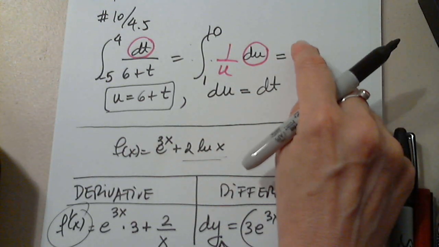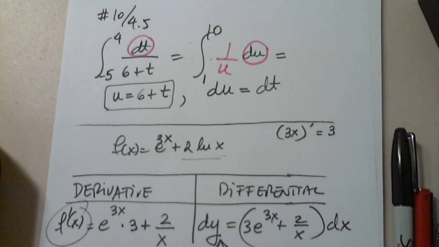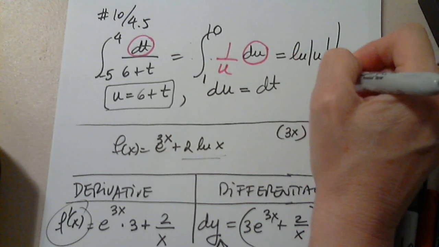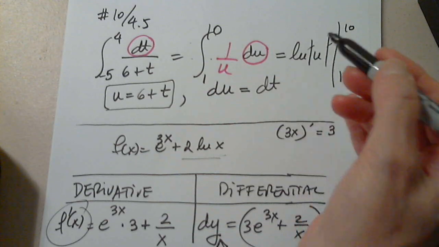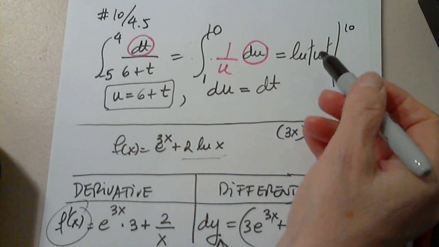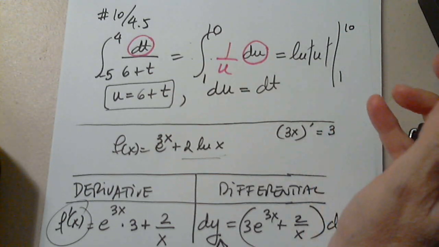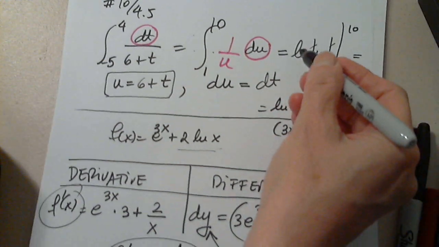And I'm asking myself which function I differentiate to get 1 over u. Would it be natural log of u? Exactly. The absolute value of u from 1 to 10. Of course, there is no need, but initially I have to write it. Why there is no need? Because these numbers are positive. So there is no need, but I have to write it initially. So I have natural log 10 minus natural log 1.